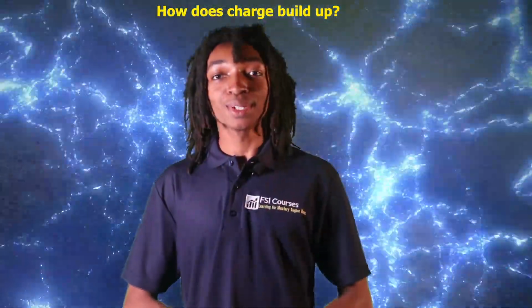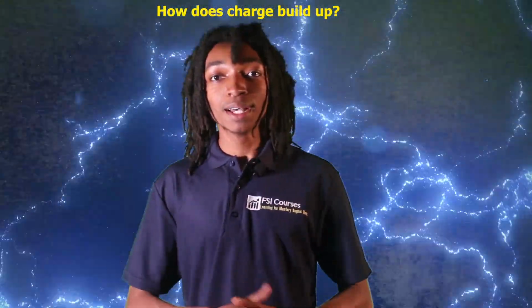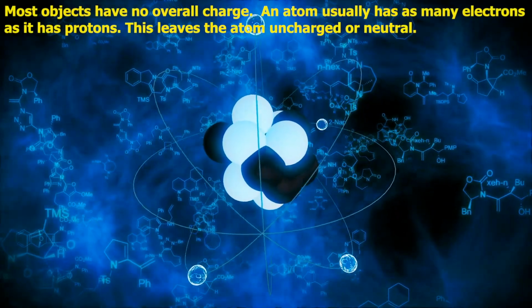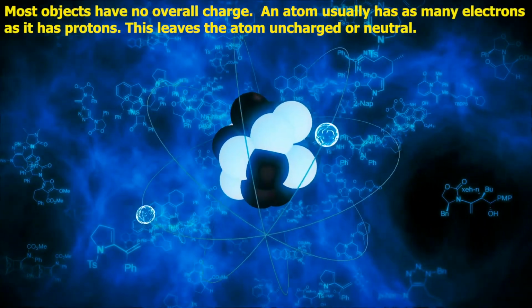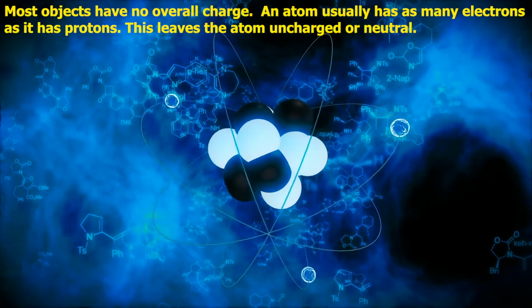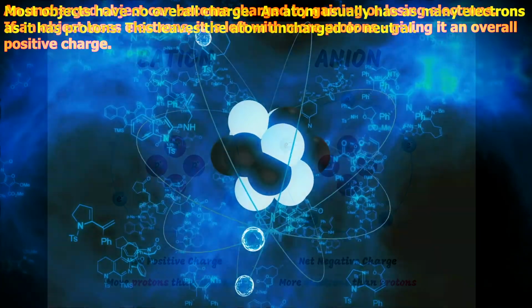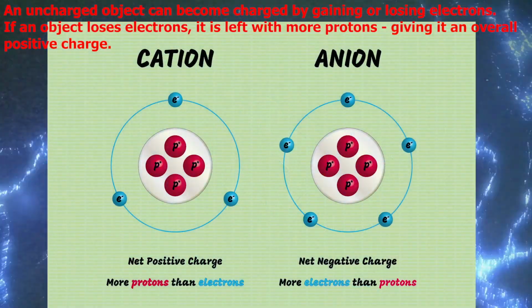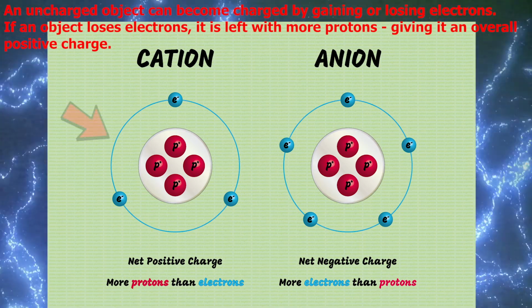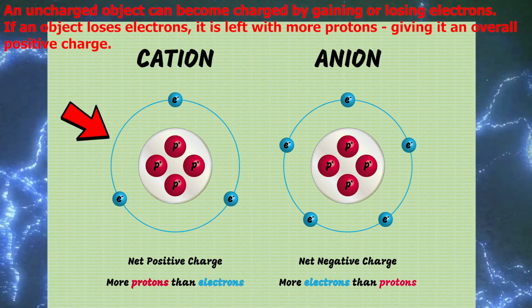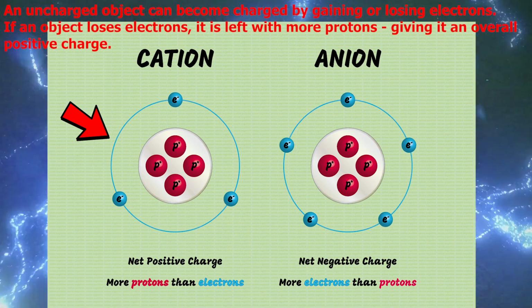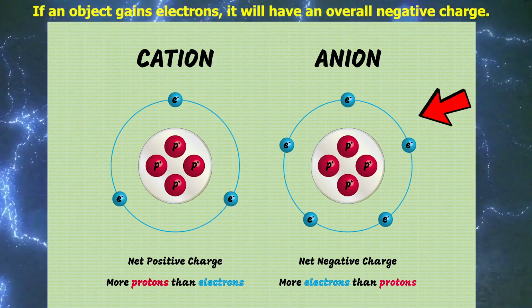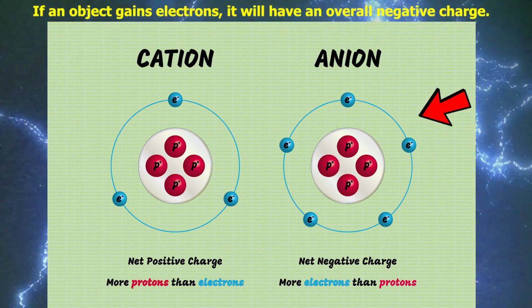Let's first answer the question, how does charge build up? Most objects have no overall charge. An atom usually has as many electrons as it has protons. This leaves the atom uncharged or neutral. An uncharged object can become charged by gaining or losing electrons. If an object loses electrons, it is left with more protons, giving it an overall positive charge. If an object gains electrons, it will have an overall negative charge.